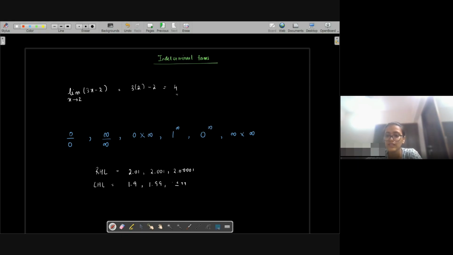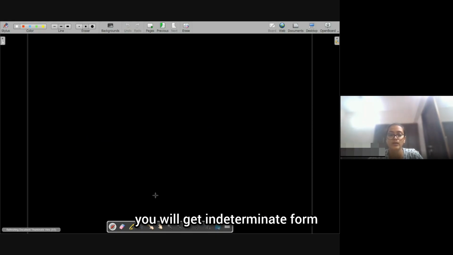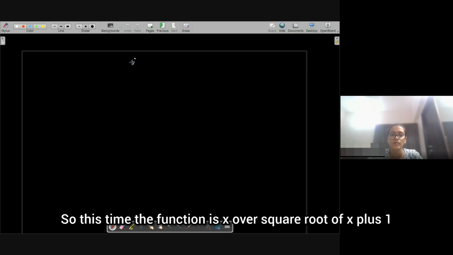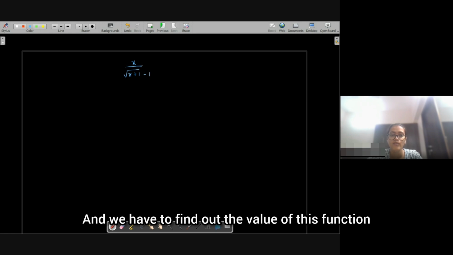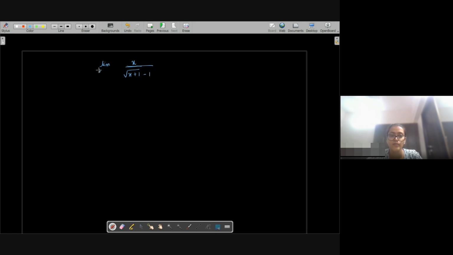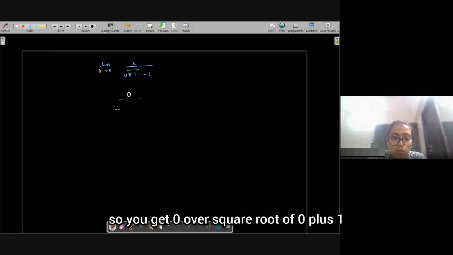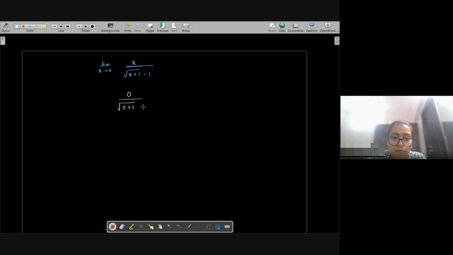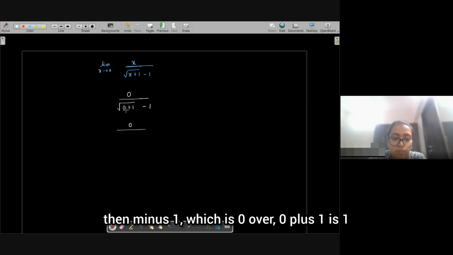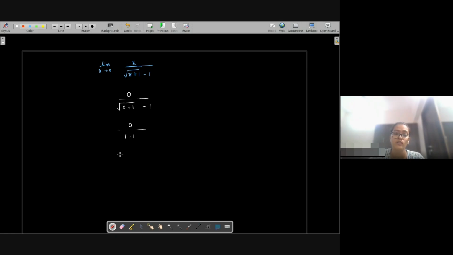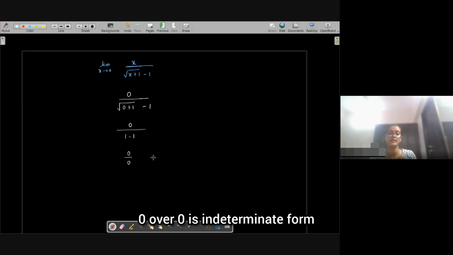That's easy. Even the second example is similar. You have to find out the limit numerically. The function is not that simple. In the second example, you will get an indeterminate form. So this time the function is x over square root of x plus 1, minus 1. And we have to find the value of this function when x approaches 0. So if you put x equals 0 in this function, you get 0 over square root of 0 plus 1, then minus 1, which is 0 over square root of 1, which is 1, so 1 minus 1, which is 0 over 0. 0 over 0 is an indeterminate form.